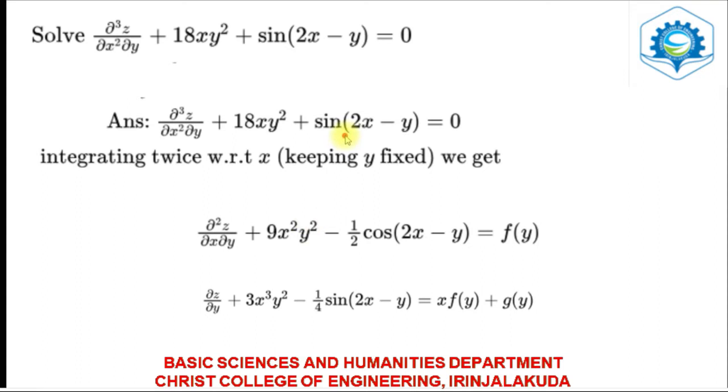And the derivative of sin(2x − y) is −cos(2x − y) divided by the derivative of (2x − y), which is 2. So we have a 1/2 here. And on the right side, when we integrate 0, we will get a constant. And since we are integrating with respect to x, our constant is a function of y. So we have f(y) right here.